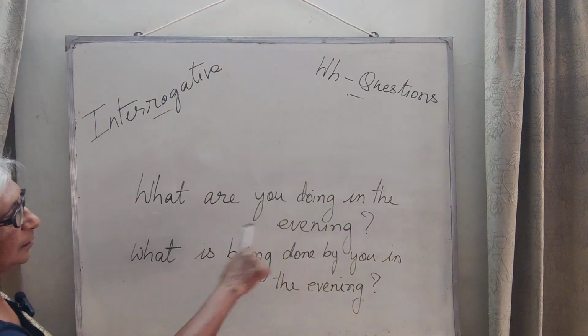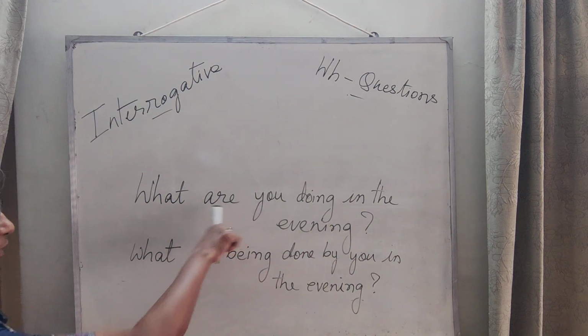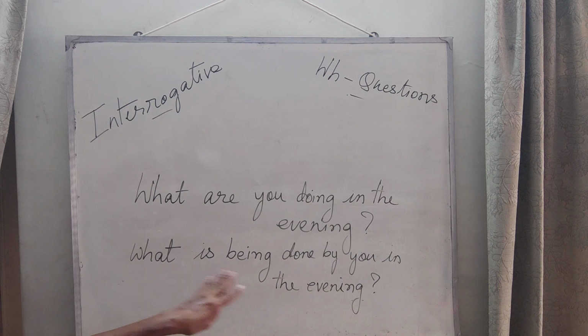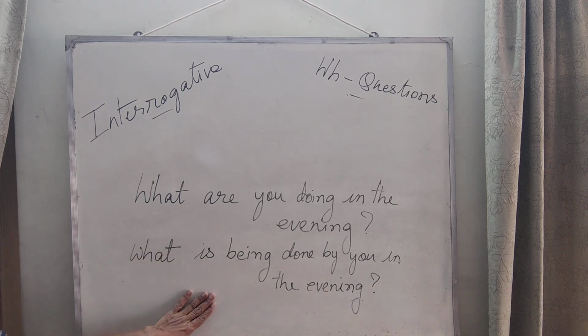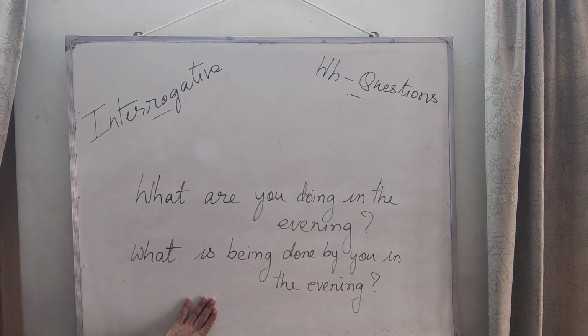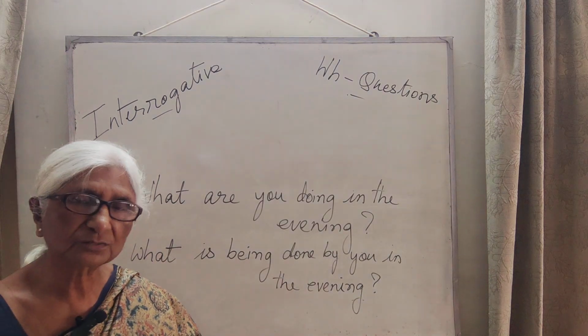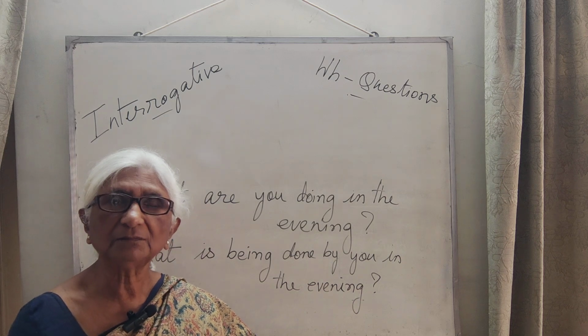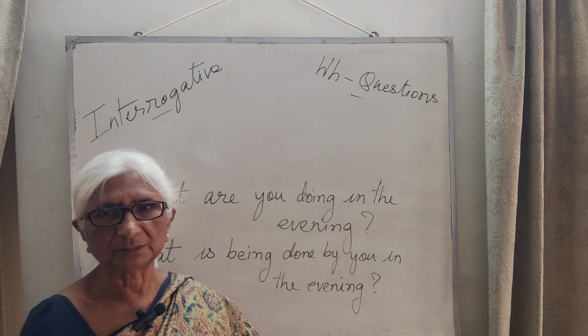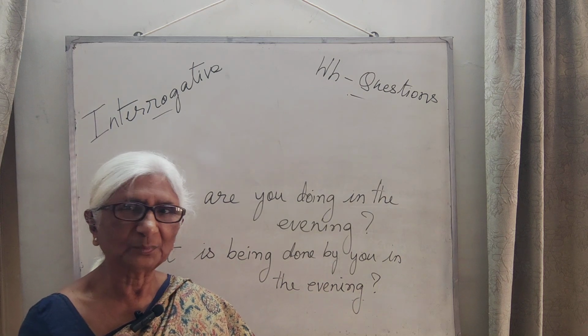Alright, what are you doing in the evening? You is there, so are is coming here. What is being done by you in the evening? Okay? Now in this way we do the WH pattern. So we have learned the yes-no questions, we have learned the WH questions. Next day we are going to go with tag questions. Okay? So bye for today.